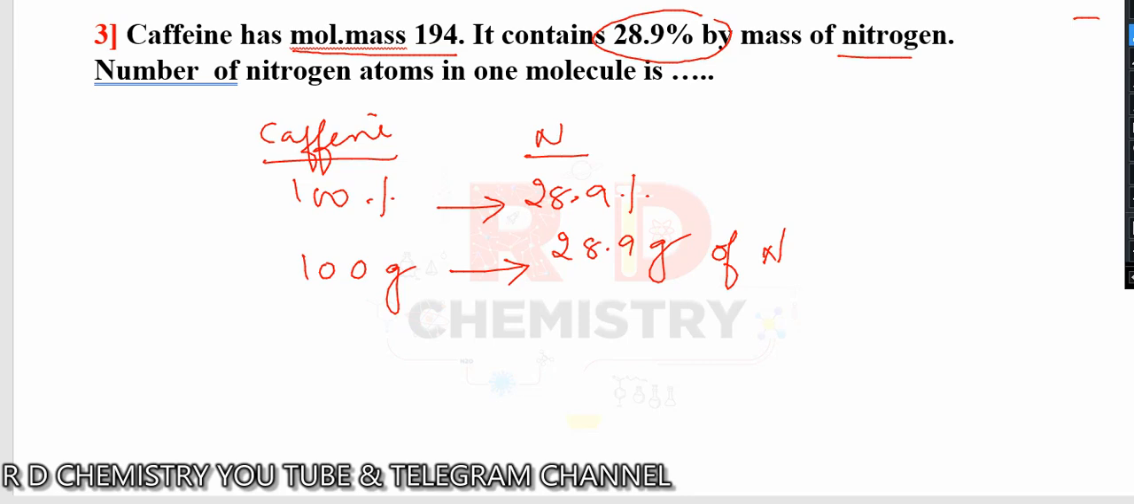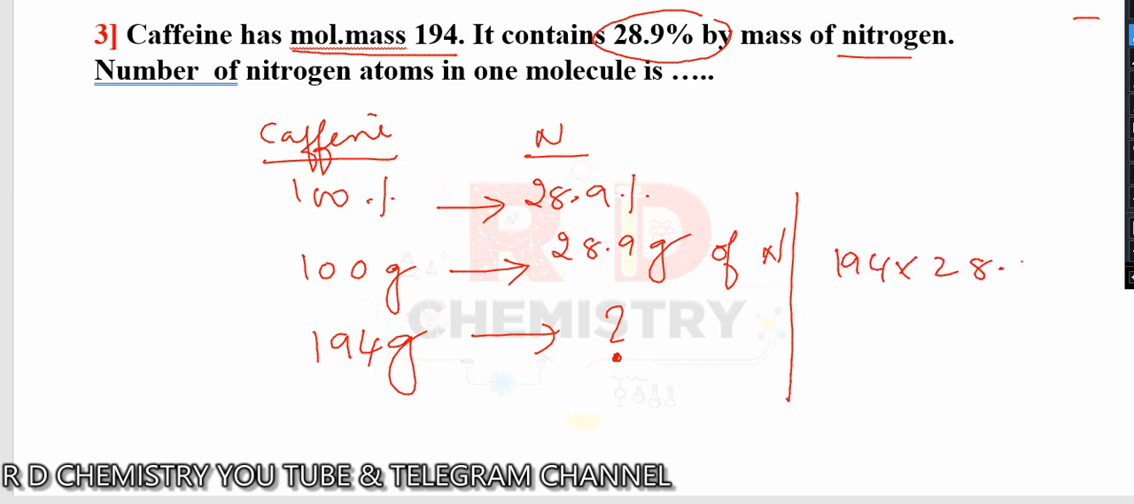Now, the molecule is obtained from the molar mass. Now, molar mass is 194. If I take 194 grams of the caffeine, how many grams of nitrogen will be there? For that, we need to cross multiply: 194 into 28.9 divided by 100. That will be equal to 56 grams of nitrogen.